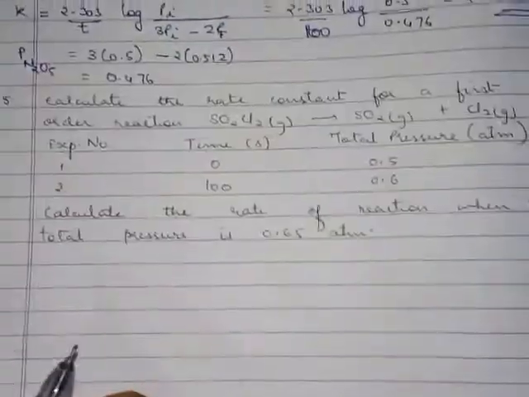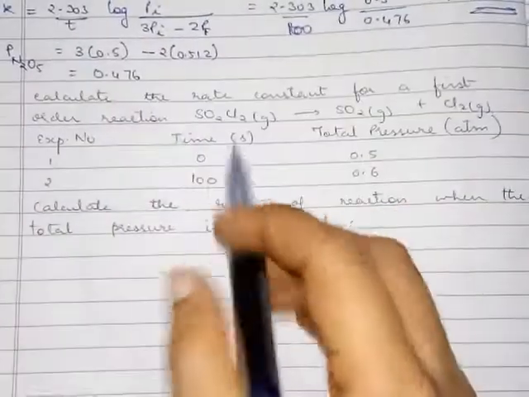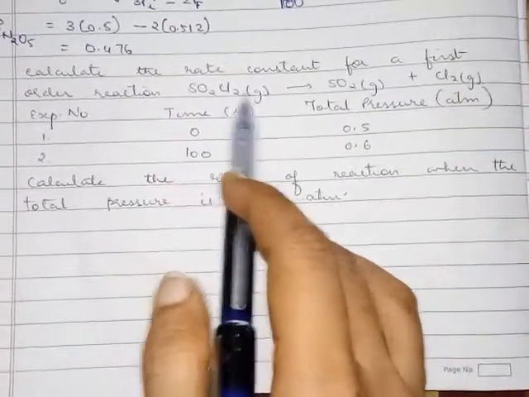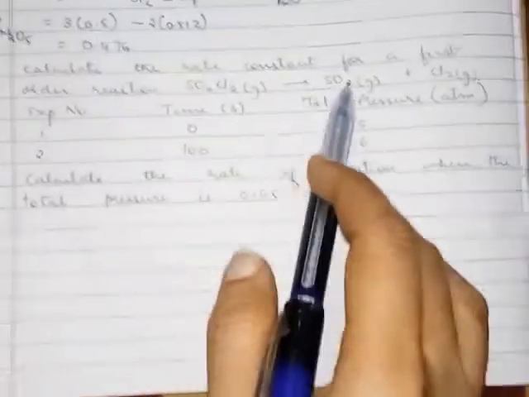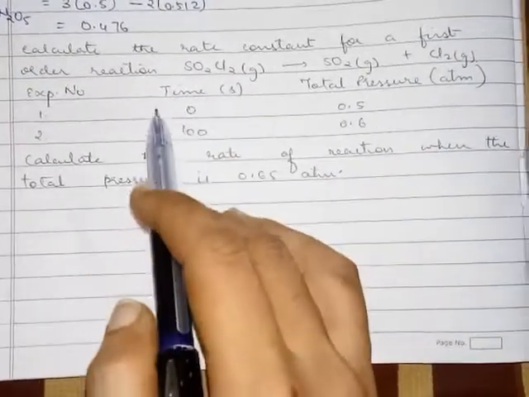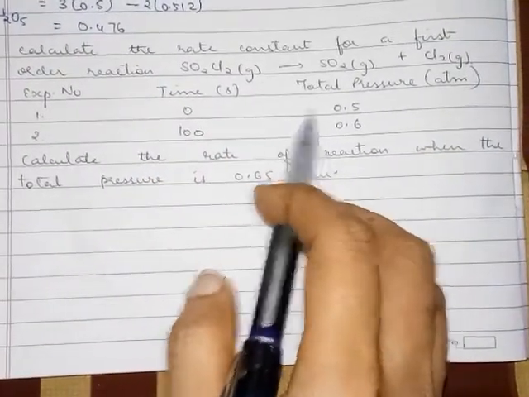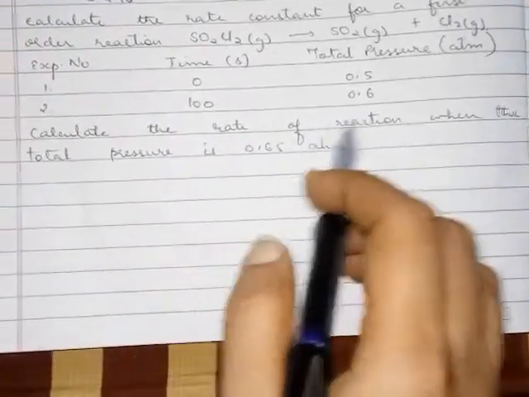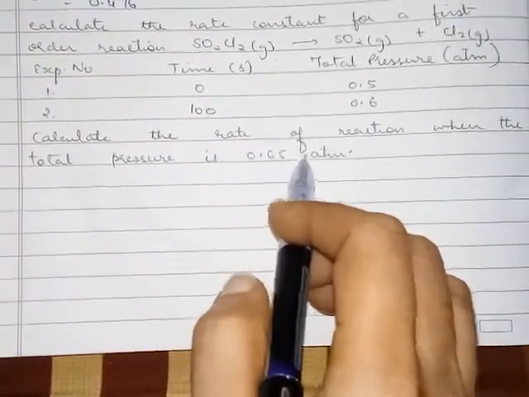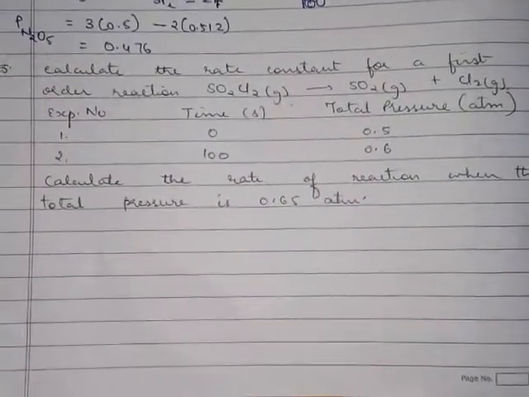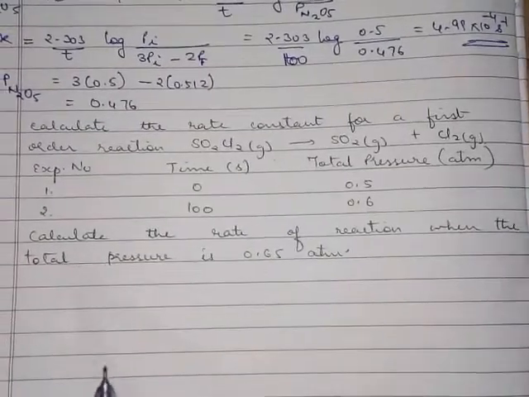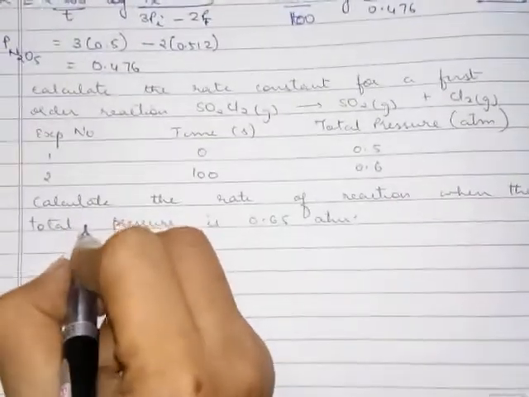Now the next question is similar to it. You have the rate constant for a first order reaction to be found. SOCl2, SO2, Cl2 gas decomposing to give SO2 and Cl2, all are gas. Initial time 0, pressure is 0.5 and at time 100 second the pressure is 0.6. You need to also calculate the rate of the reaction when the pressure total is 0.65 atm. So there are two things to find: the rate constant and the rate when you are having the total pressure 0.65 atm.